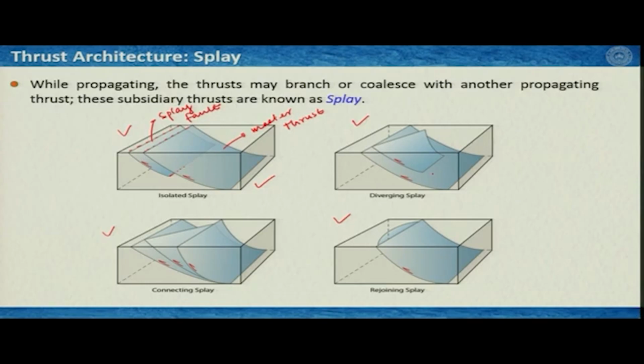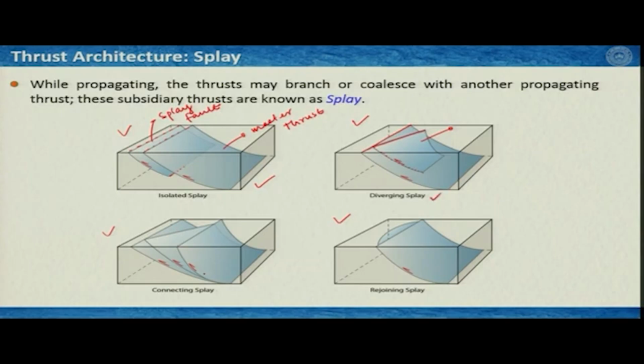Now, sometimes while this is propagating, so this is again the master fault, then you can have a diverging splay. So, this fault is touching the master fault here, and it branches to generate another splay fault, and therefore this is diverged, or this got diverged from the master fault. So, this is known as a diverging splay, as it is written here.